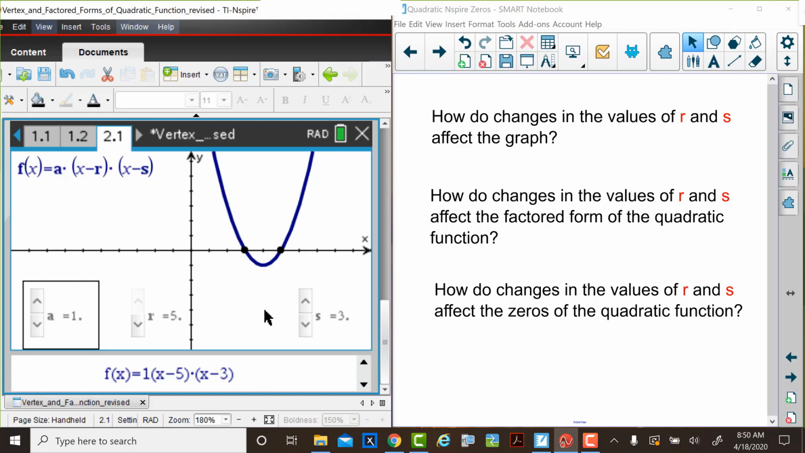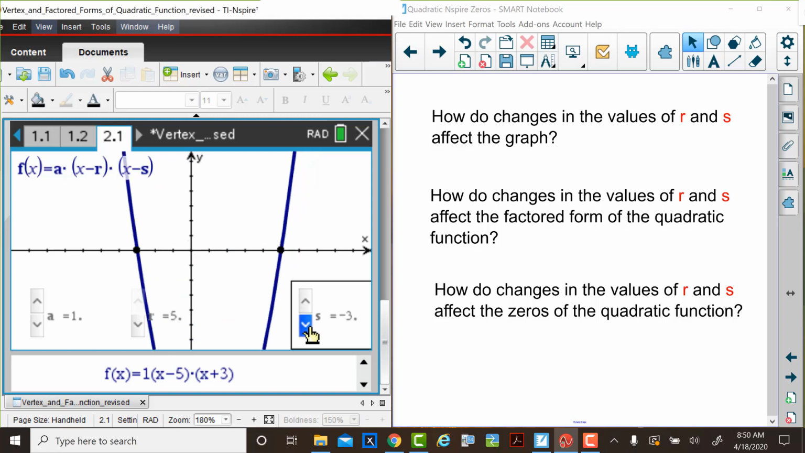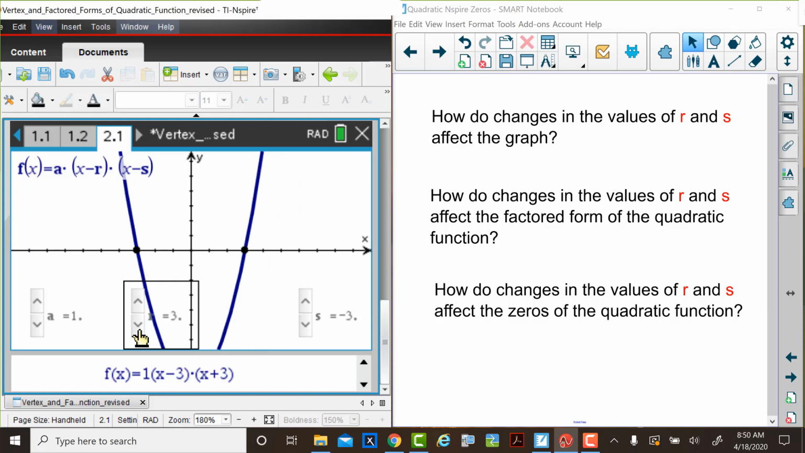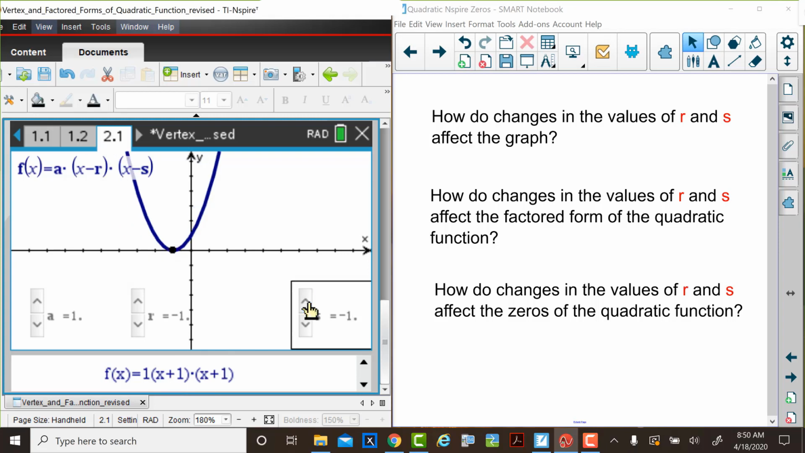Hopefully you noted that as r and s changed, the factored form changed accordingly. The zeros changed. Note here that when one of the zeros is located at a negative number, or even both of them at a negative number, our factors become x plus 1 and x plus 3 in this case, because we had x minus a negative 1 and x minus a negative 3.